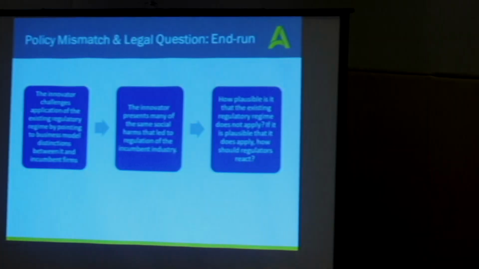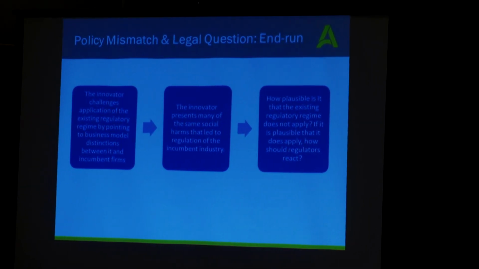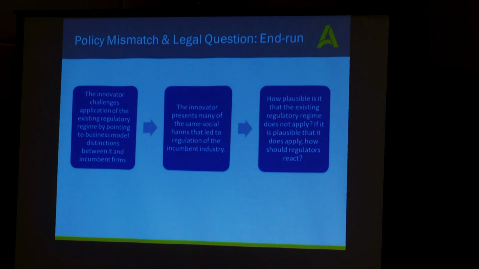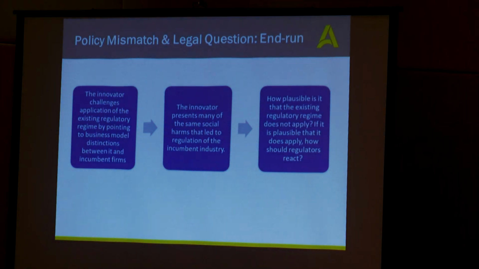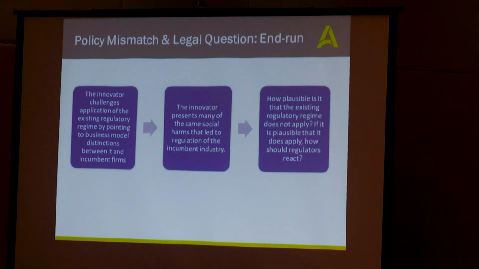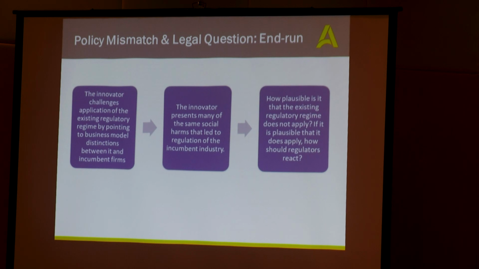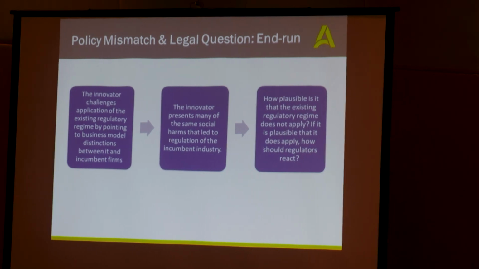I will go through them one by one. The first is the end run, where the innovator challenges application of the existing regulatory regime by pointing to the business model distinctions between it and the incumbent firm. They've come up with a new business model which uses technology, etc. And the scenario is that the innovator presents many of the same social harms that led to the regulation of the incumbent industry. People have been questioning why my taxi is not used, I mean the driver does not go for the license, the special license, and so on.